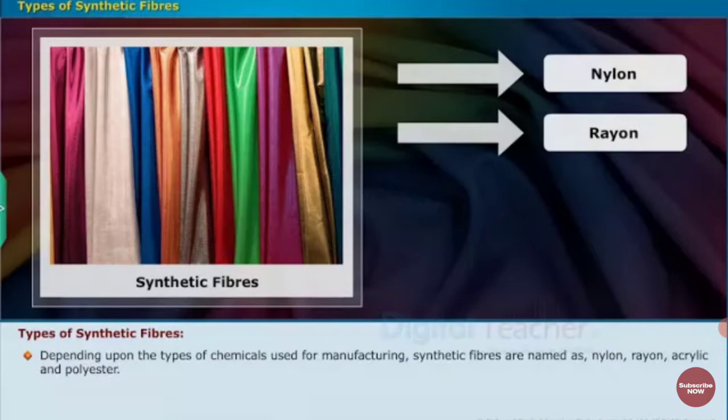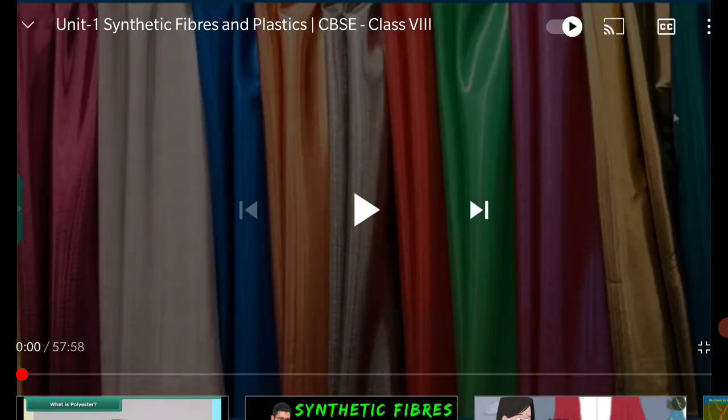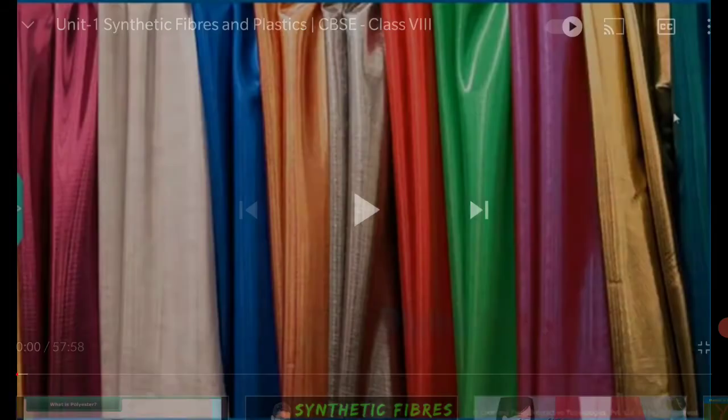Good morning, students. In today's video we will discuss synthetic fibers and plastics. In the class we can discuss the different types of fabrics and fibers. You have mainly two types of fibers, natural and synthetic. Natural fibers are obtained from plants and animals, and synthetic fibers are chemically prepared in the laboratory.